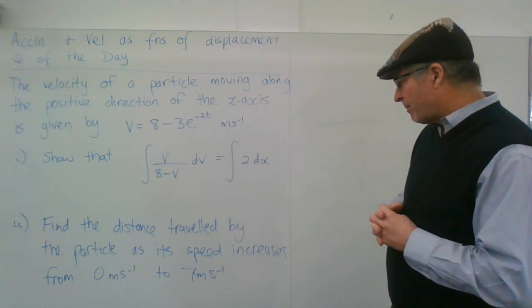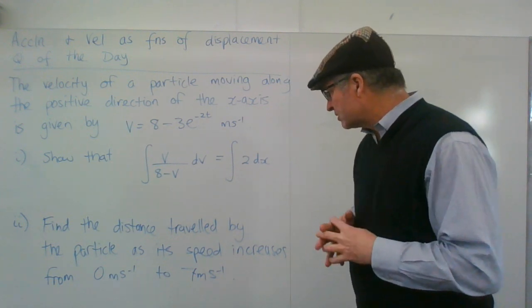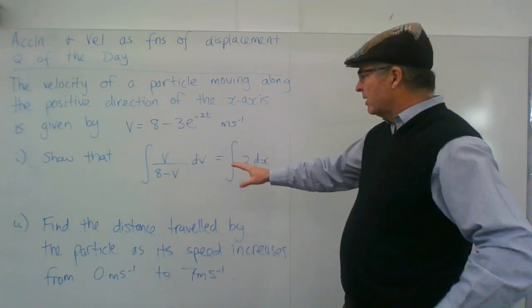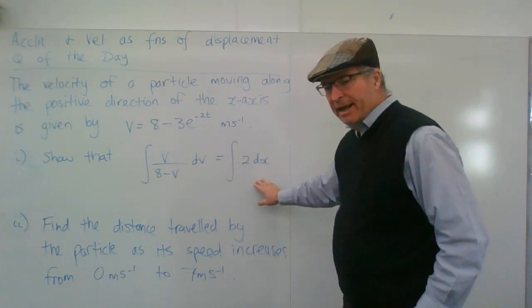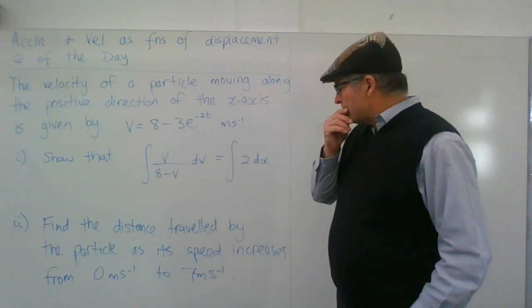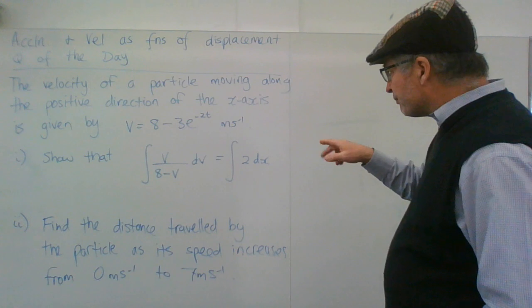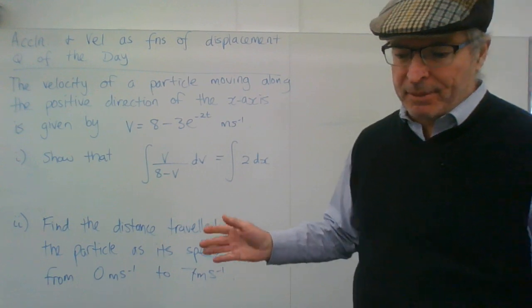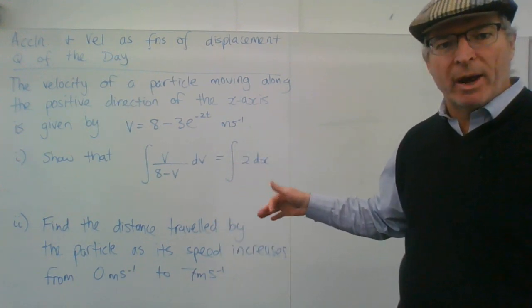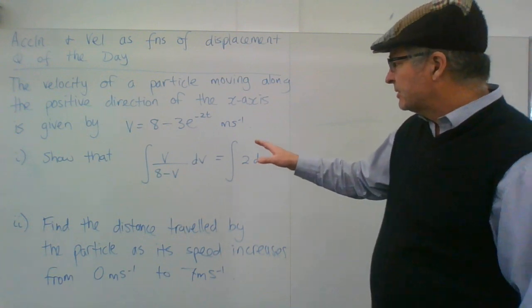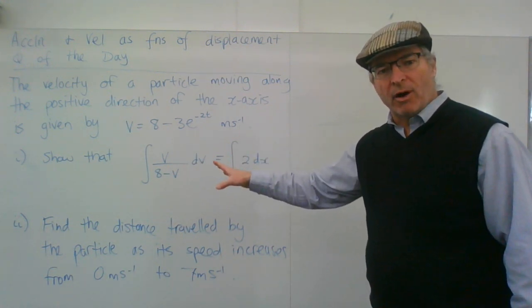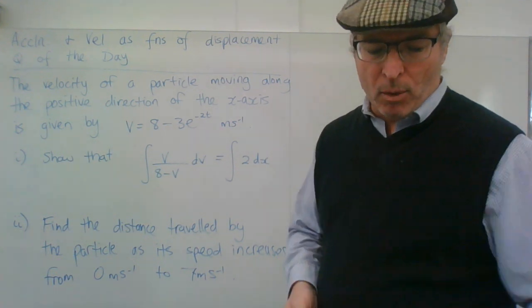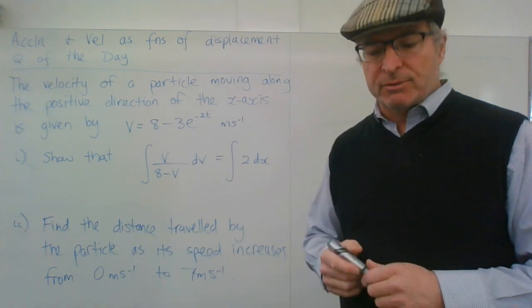Find the distance travelled by the particle as its speed increases from 0 metres per second to 7 metres per second. So let's go back to question 1. Show that that integral equals that integral. All right, maybe we should work backwards. Let's see what would happen if you unpick that from where you normally go when you take a split integral where you've divided it into the v's on one side and the x's on the other. And let's see what we get. And then we might be able to build backwards from there.